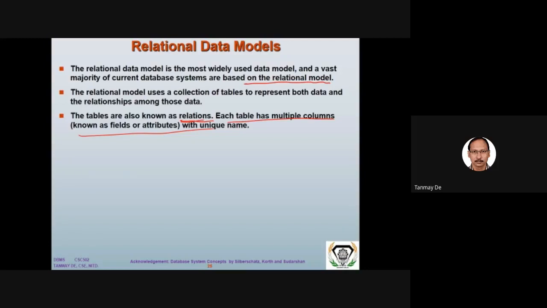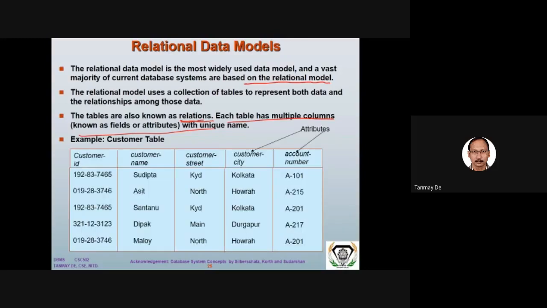If we consider, suppose, a banking database, then the customer table consists of these fields or attributes: customer ID, customer name, customer street, customer city, and account number. There may also be some other fields, such as the phone number or pin code, and so on, which we have not considered for limitation of space.